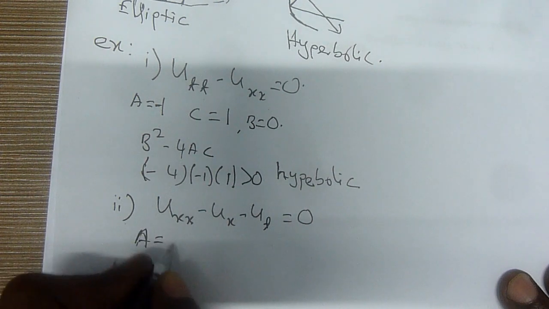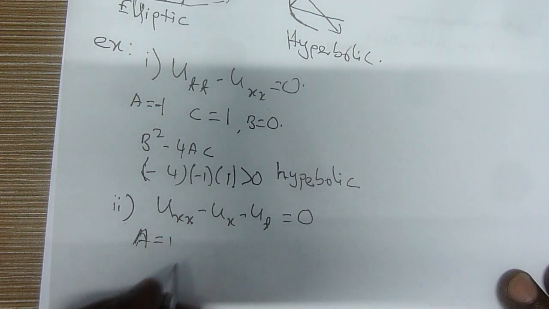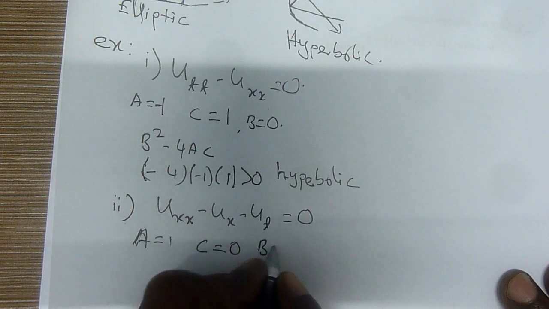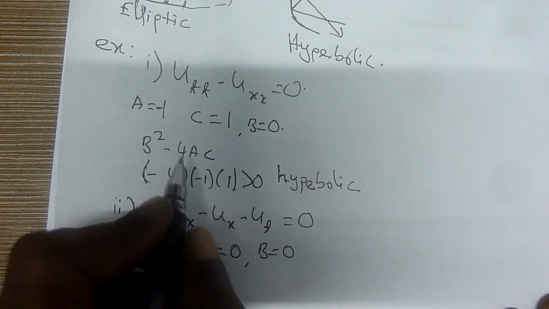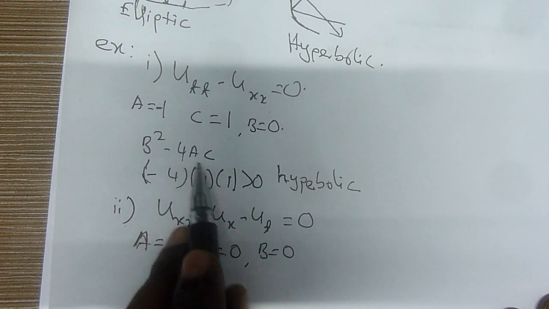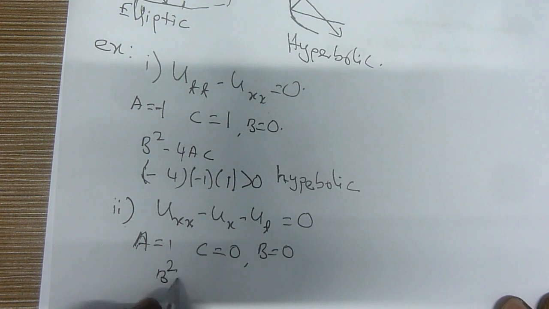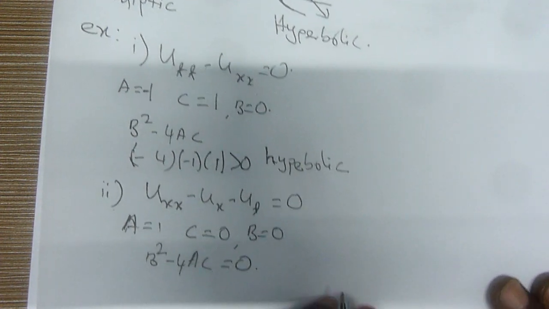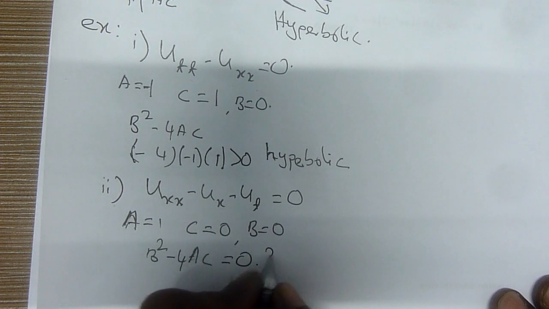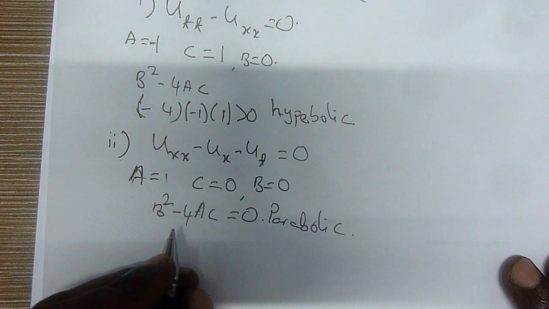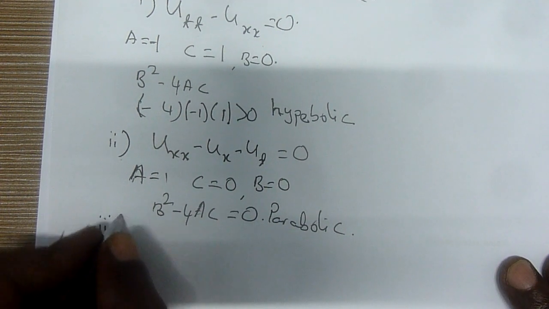The A is a 1, and C equals 0 and B equals 0. Therefore, when you calculate this, since B squared minus 4AC is 0, you will get equals to 0. That means your B squared minus 4AC equals 0, which represents the parabolic category. I hope that you already got the logic that I wanted to explain to you.